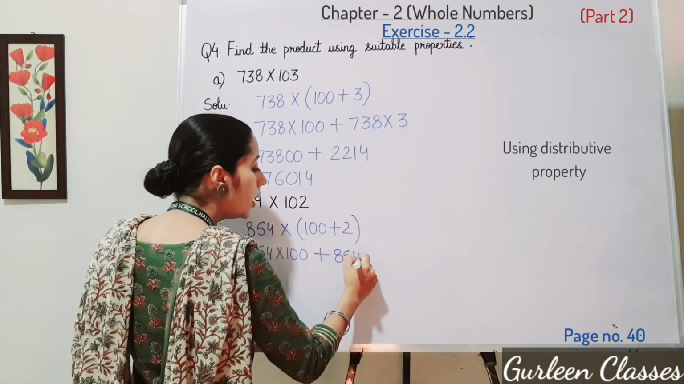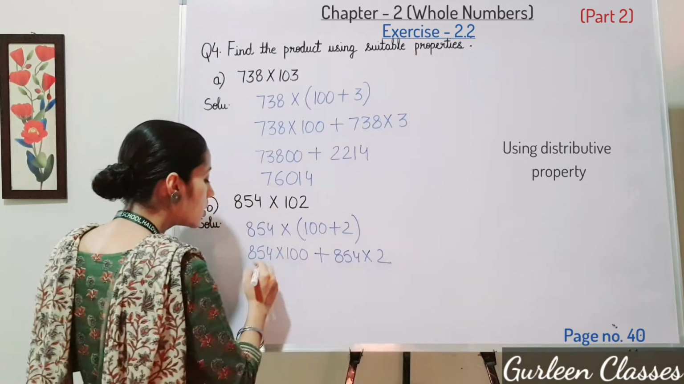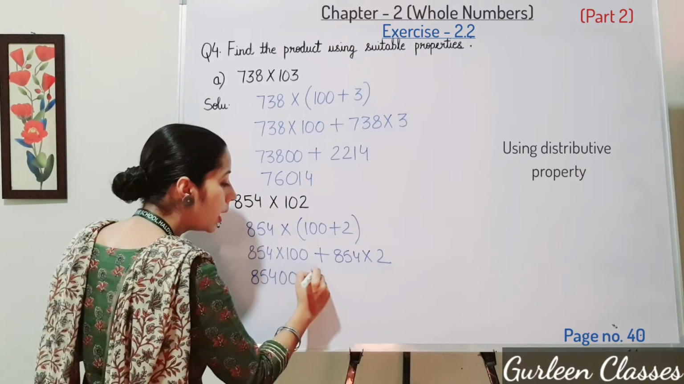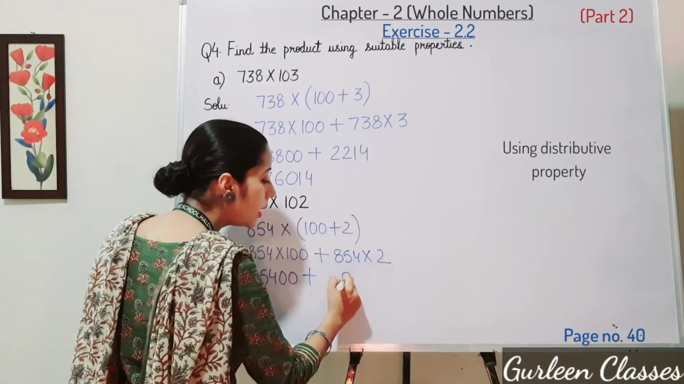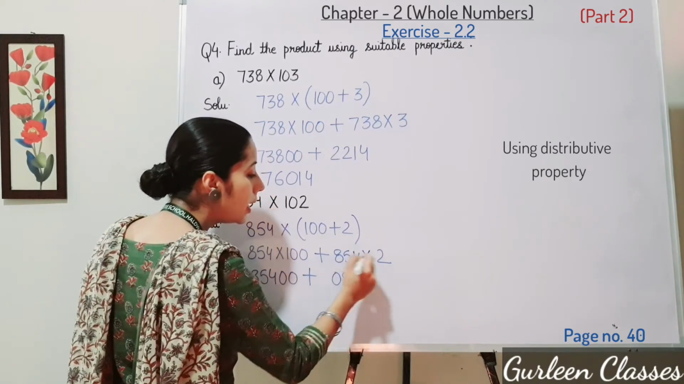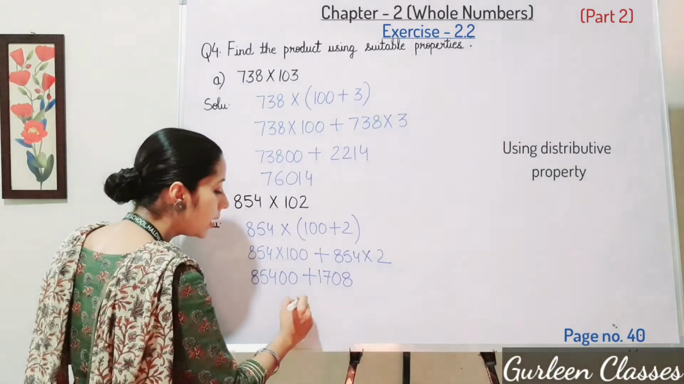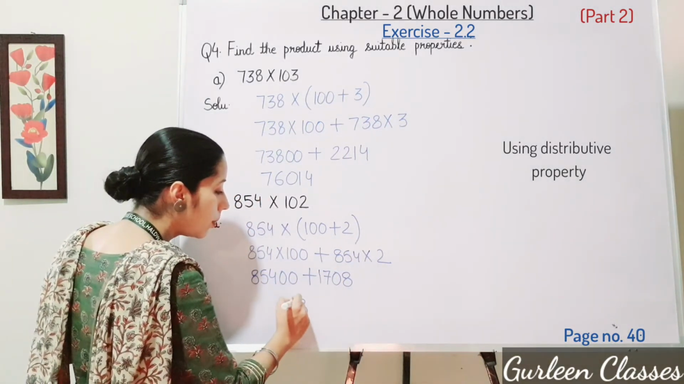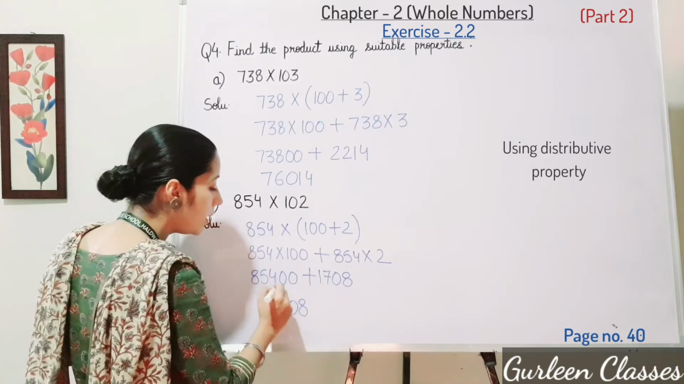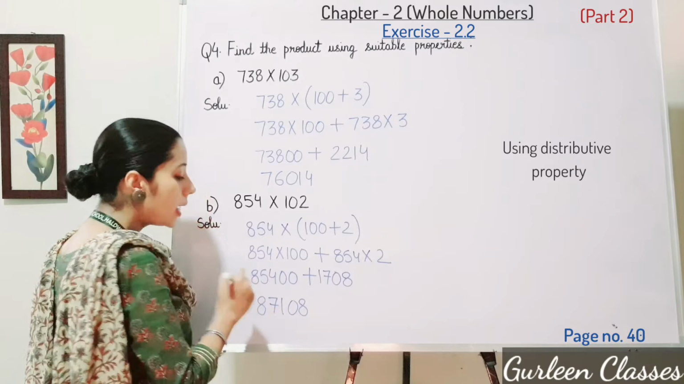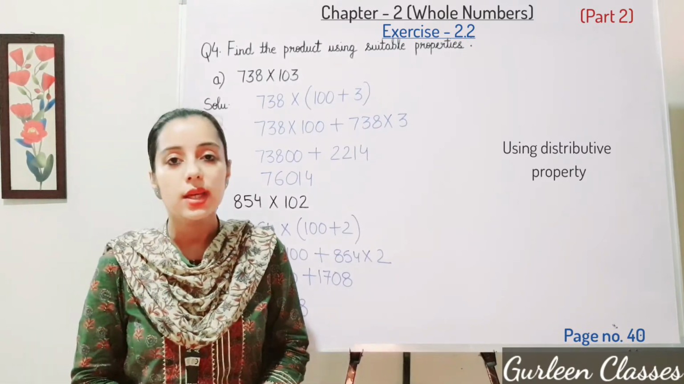So it will be 85400, plus 4 2s are 8, 5 2s are 10, 8 2s are 16 plus 1, 17. So 0 plus 8, 8. Then 0, 7 plus 4, 11, 5 plus 1, 6 plus 1, 7 and 8. Answer is coming 87108.